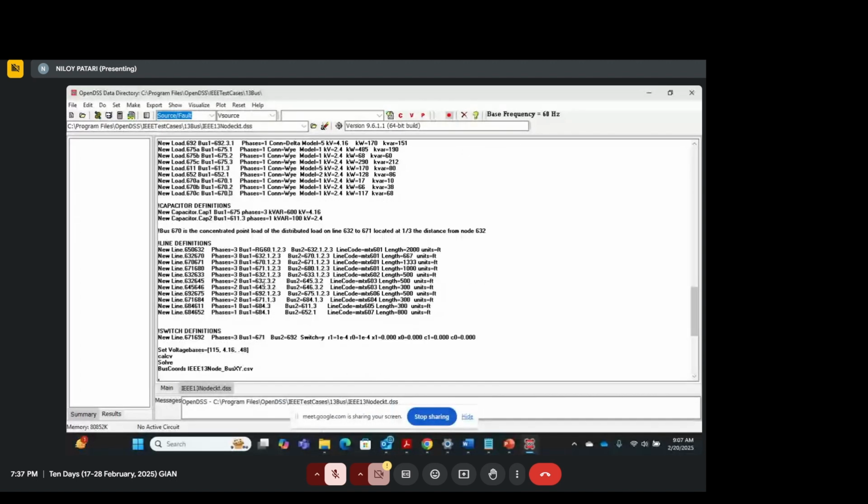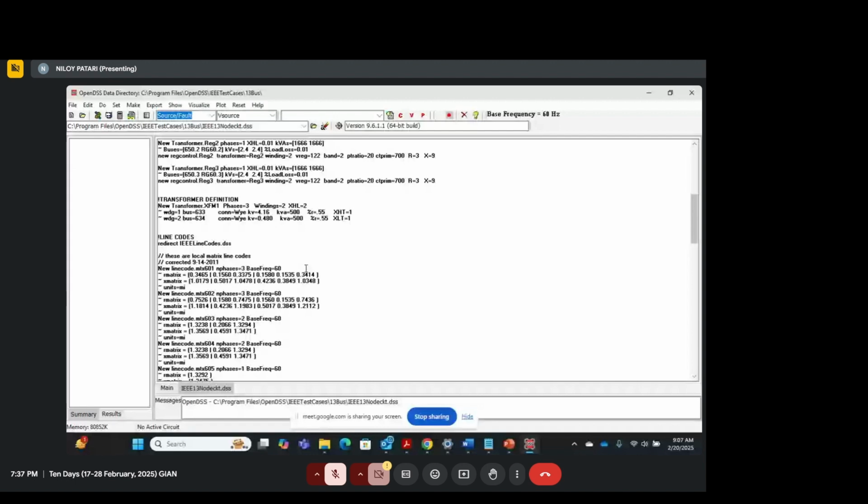So here I was talking about the line, because why you don't need the redirect? Because if you see the line definitions here, this line is connected between 650, RG60 to 632, and then it also shows the line code, which is MTX601, right? The MTX601 is already explained. MTX601 is already shown here. So you don't need this linecodes.dss, but if you have it, it doesn't make any change, because whenever OpenDSS runs the program, it will definitely go into this particular configuration, which is MTX601.